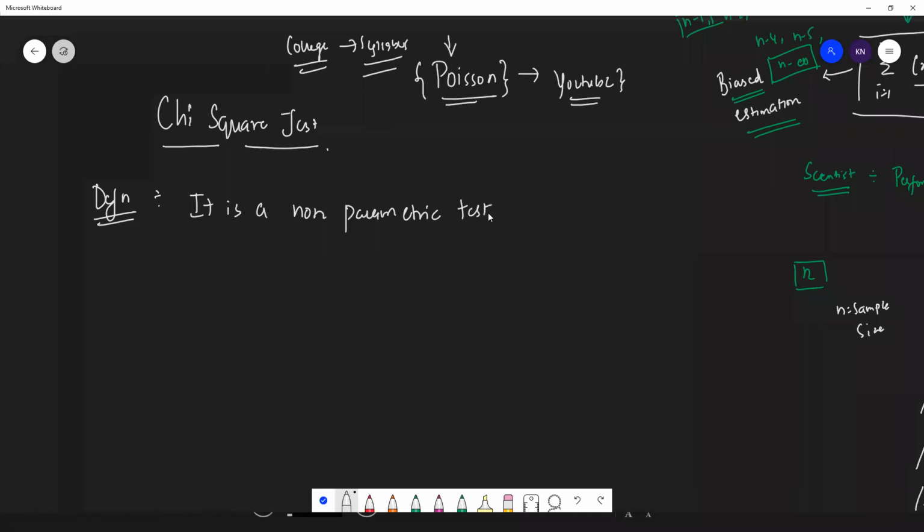Non-parametric test that is performed on categorical data. Okay. So this is a very important definition.